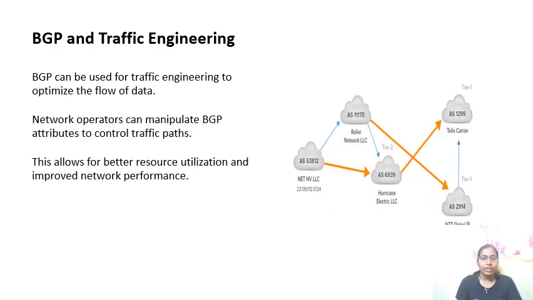BGP and traffic engineering. BGP can be used for traffic engineering to optimize the flow of data. Network operators can manipulate BGP attributes to control traffic paths. This allows for better resource utilization and improved network performance. And the diagrammatic representation of BGP and traffic engineering has been provided here.